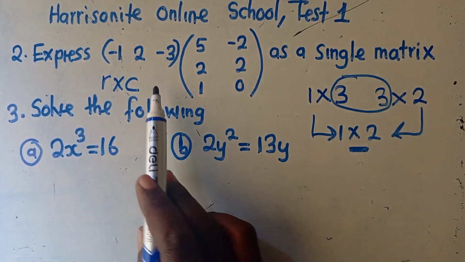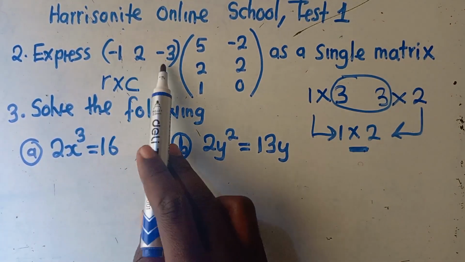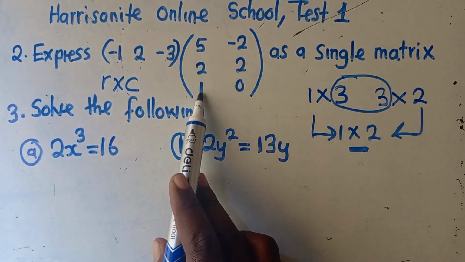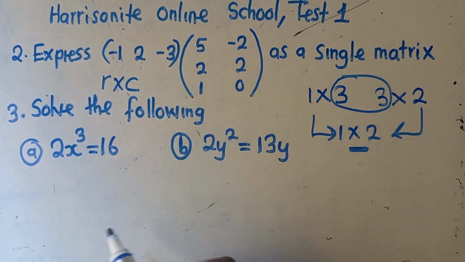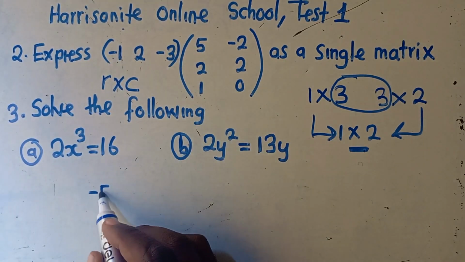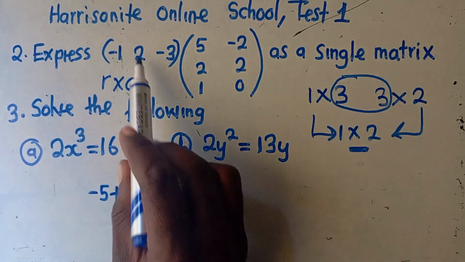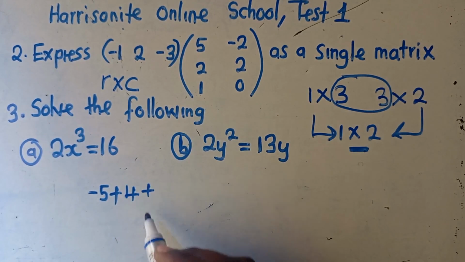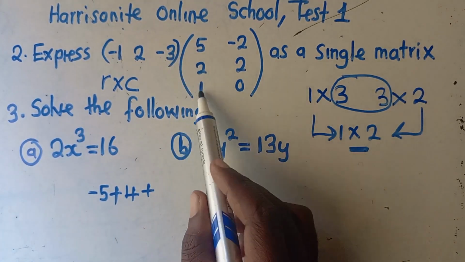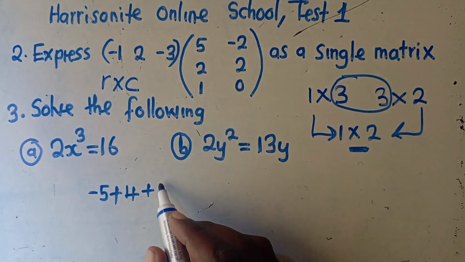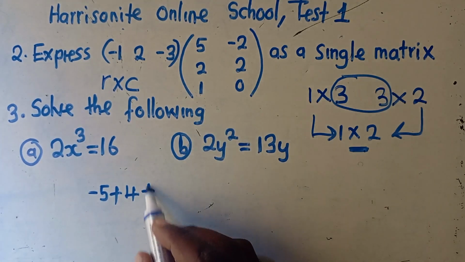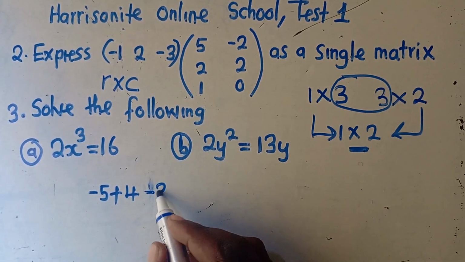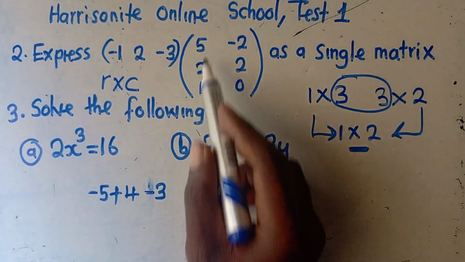So how can we work out this? We are just having one row here. So we say this times that, this times that, this times that. So negative 1 times 5, that is negative 5, plus 2 times 2, that is 4, plus negative 3 times 1, that is negative 3. Since it is negative times positive, it is negative. So I say minus 3. I'm done with this column.